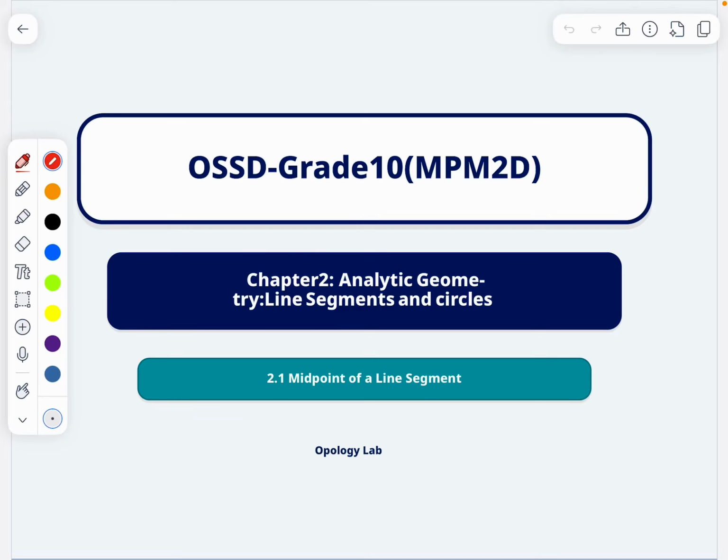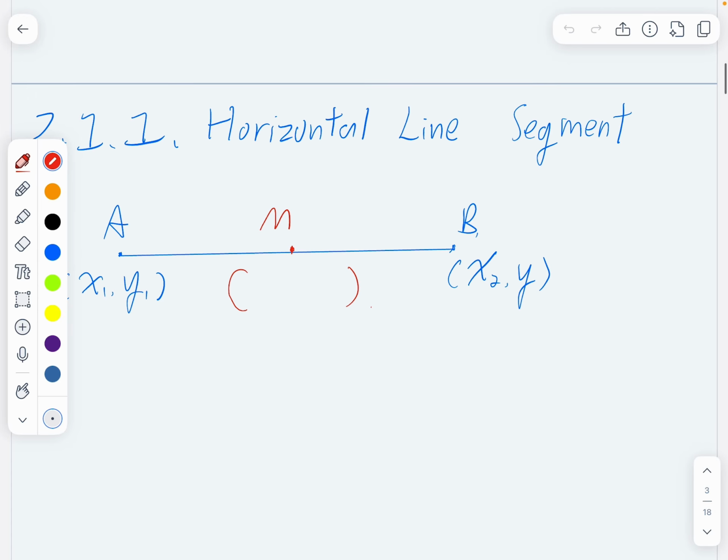Hi, welcome to the OSSD Grade 10 PM 2D, Chapter 2, Analytic Geometry, Line Segments and Circles, Section 2.1, Midpoint of a line segment. In this section we're going to talk about the three conditions of a line segment. This is type 1.